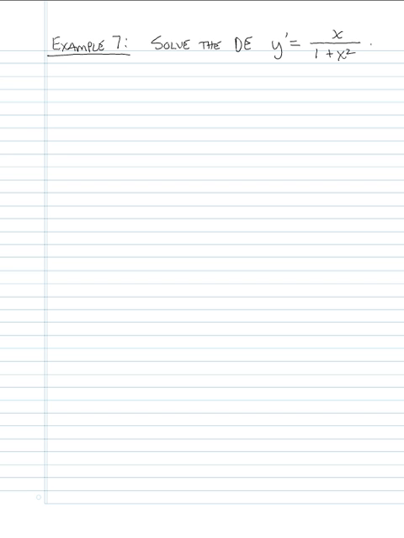Okay. We're asked to solve the differential equation y prime is equal to x divided by 1 plus x squared. So as we go through to solve this equation, as before, we're going to replace y prime with the derivative of y with respect to x in this form. So we just do that simple replacement. And then we're going to multiply both sides by dx as we did before. So we'll have dy is equal to x over 1 plus x squared dx.